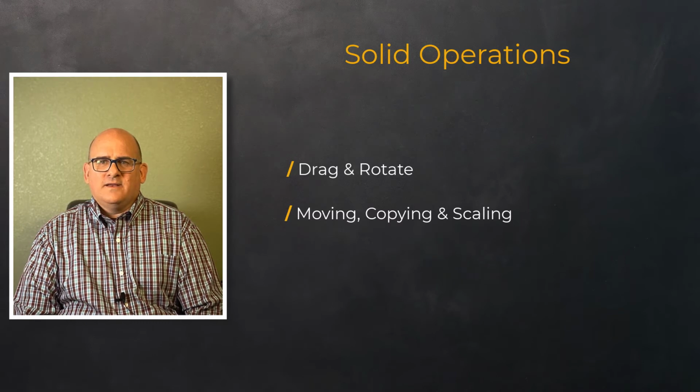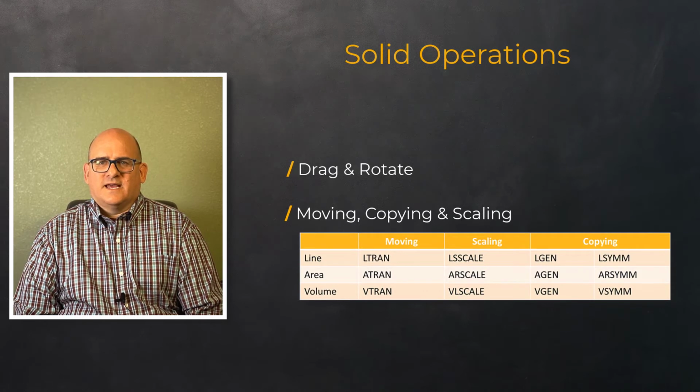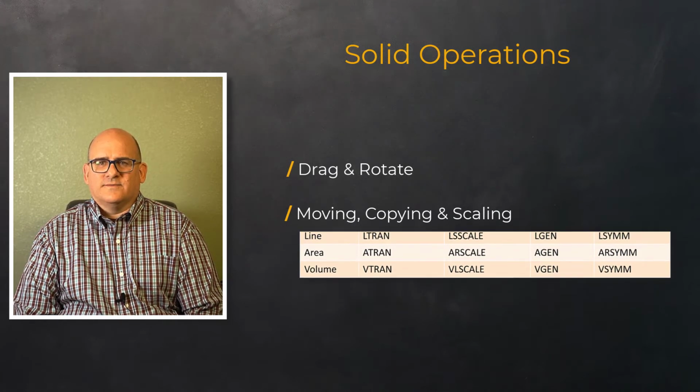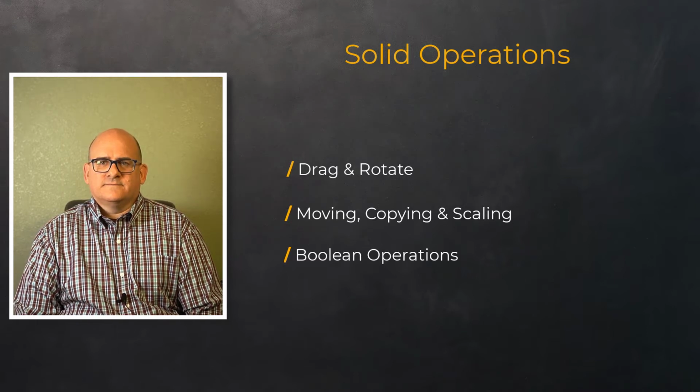In the case of copying, we can create multiple entities based on an existing entity, which is very useful with repetitive features in the geometry. Each of these operations has a corresponding list of commands that can operate on key points, lines, areas, or volumes. In addition to these, we can sculpt a model using Boolean operations such as union or addition, intersection, and subtraction.